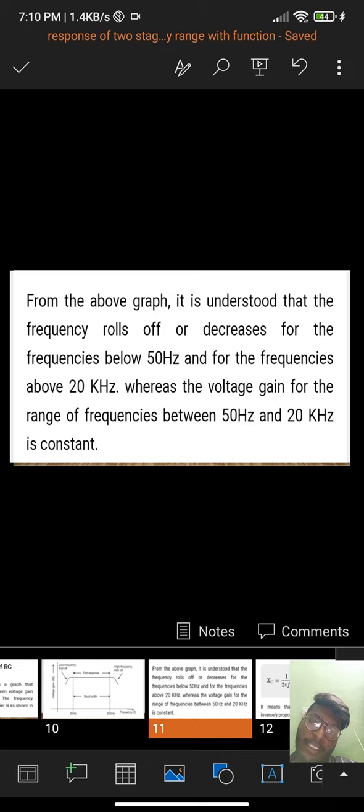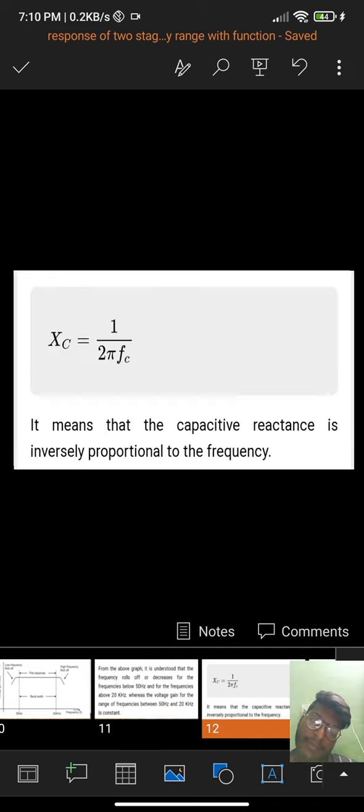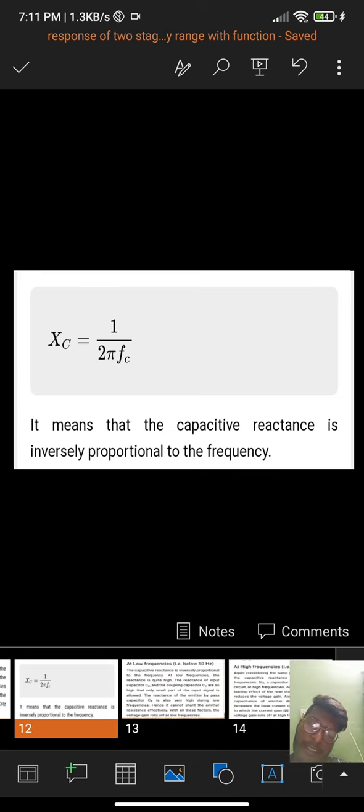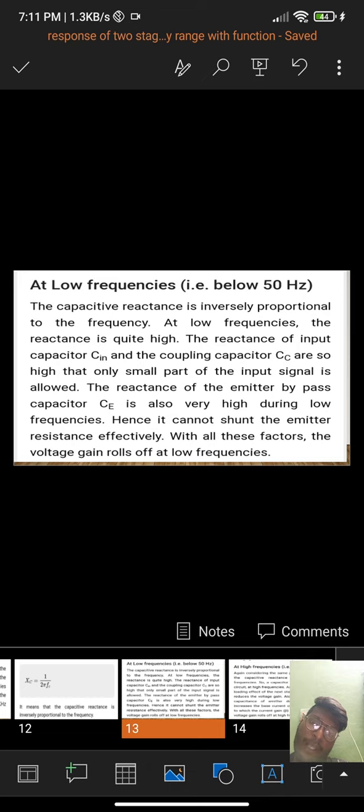From the above graph, we can understand that the gain rolls off for frequencies below 50 Hz and above 20 kHz, whereas the voltage gain for the range of frequencies between 50 Hz and 20 kHz is constant. XC equals 1 by 2πfC. It means that the capacitive reactance is inversely proportional to the frequency. At low frequency, the reactance is quite high.